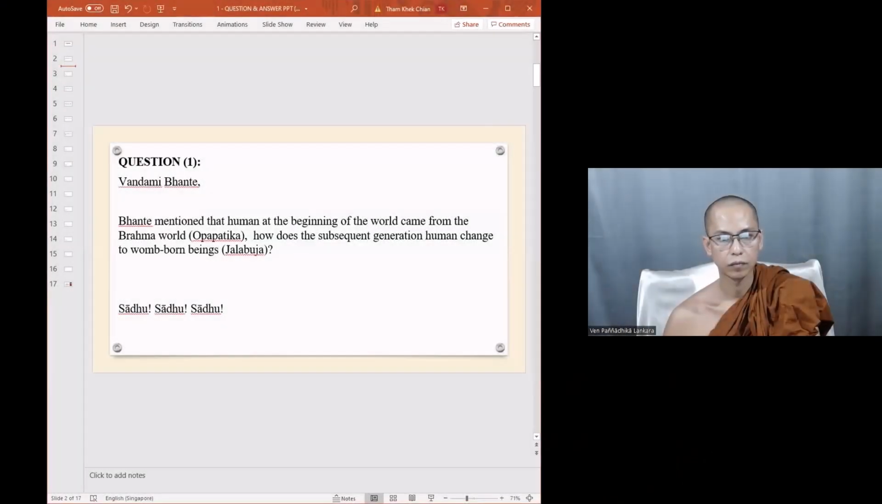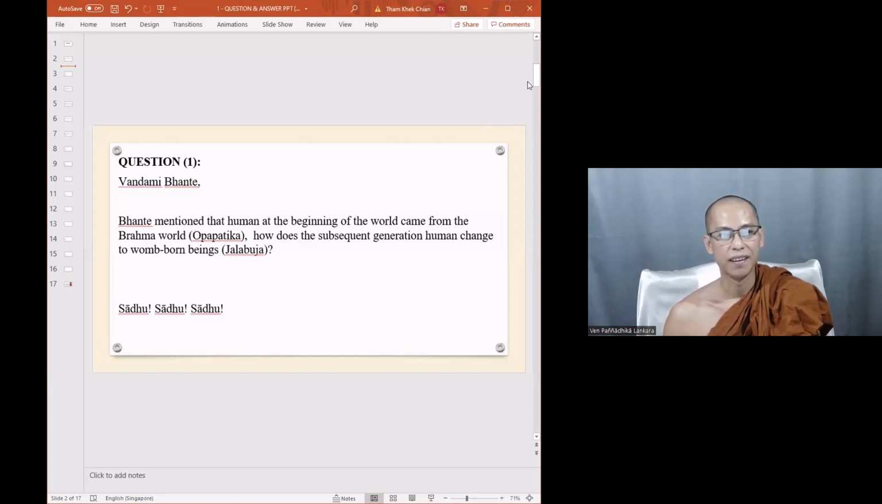Sadhu, sadhu, sadhu. The first question is: Bante mentioned that humans at the beginning of the world came from the Brahma world. They are Upapatika. How does the subsequent generation of humans change to womb-born beings, the Jalapuja?